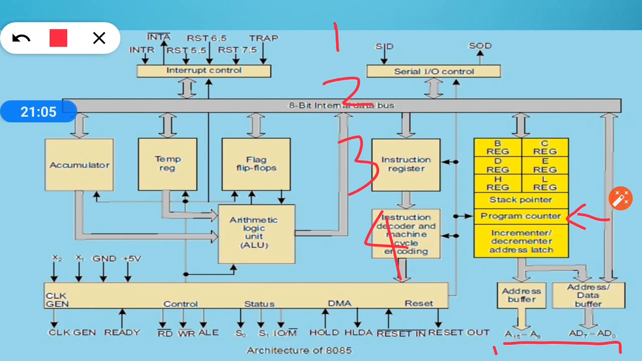Now suppose your first instruction is being executed by your processor, or by your arithmetic and logic unit. But at that time also I want to know what the next instruction is. I should know what the upcoming instruction is, so that there will be continuity and speed will be more. And apart from that, I should know in which memory location that instruction is stored.